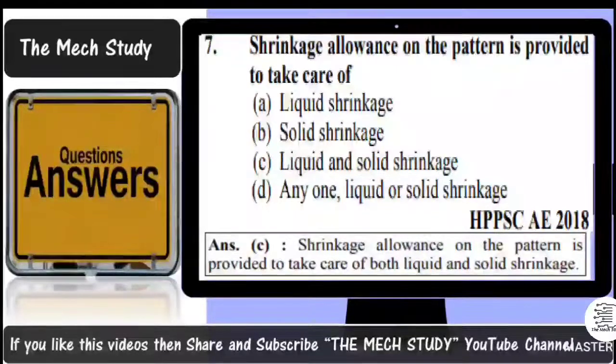The liquid shrinkage is taken care of by the riser, and the solid shrinkage is taken care of by the pattern. After the product is solidified, the shrinkage is completely taken care of by the pattern of the particular casting product, and in the liquid and solidification stages the shrinkage is taken care of by the riser. So option C, liquid and solid shrinkage, is the right option for this question.